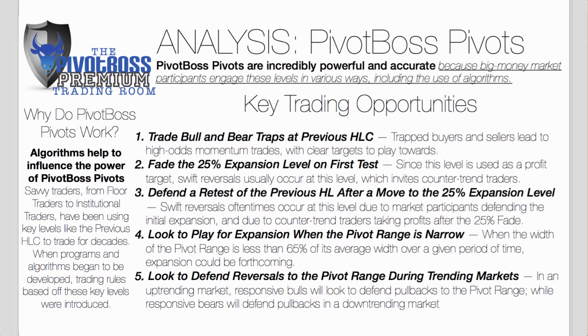So trading bull and bear traps would be number 1. Number 2 would be fade the 25% expansion level on first test. What I notice oftentimes is that the 25% expansion level is a level that sees swift, high opportunity reversals off that zone, because when price sees expansion through the previous high or through the previous low, price usually goes to that 25% expansion level, and that level then becomes a level that market participants use as a profit target, right?